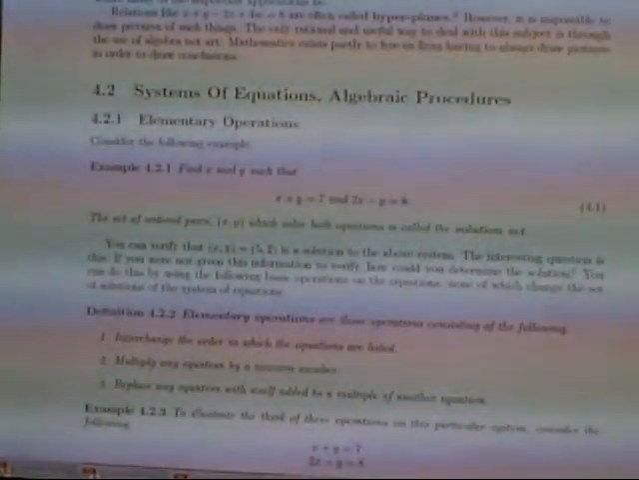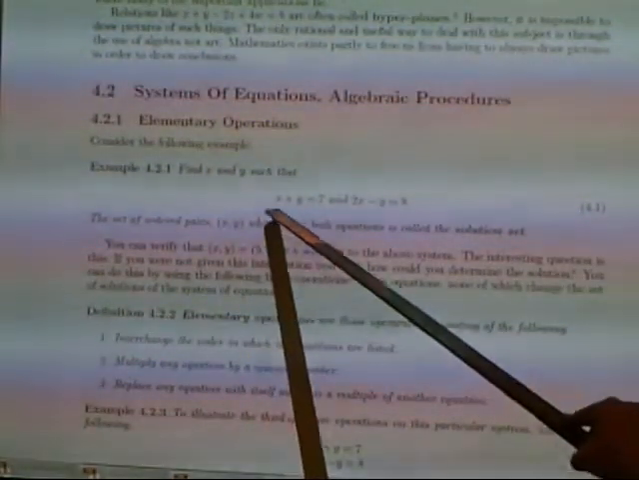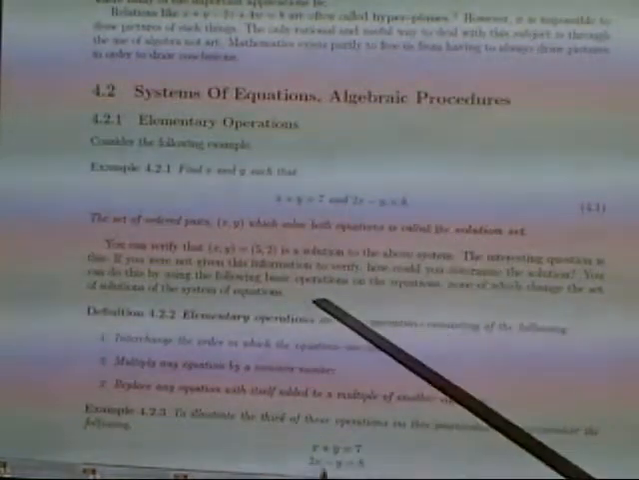So that way the system of equations is solved. Now we have to find the solution of x plus y equals 7 and 2x minus y equals 8. This is a solution set, and this solution satisfies both of these two equations.